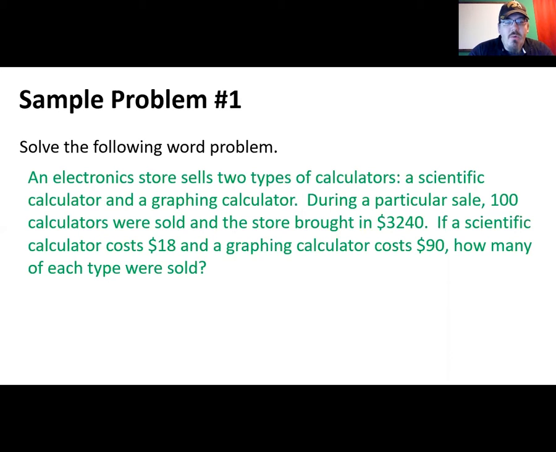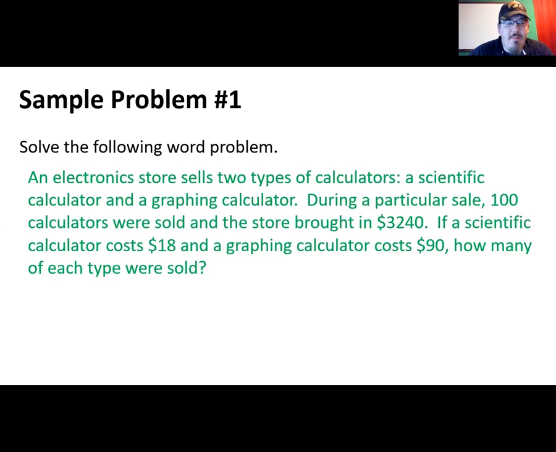All right, so basically what we're trying to figure out, if you look at the very end of the problem, is how many of each type of calculator were sold, based on how many calculators were sold altogether, the total amount of money involved, and the price of the items. So the first thing we need to do is define a variable for this problem.